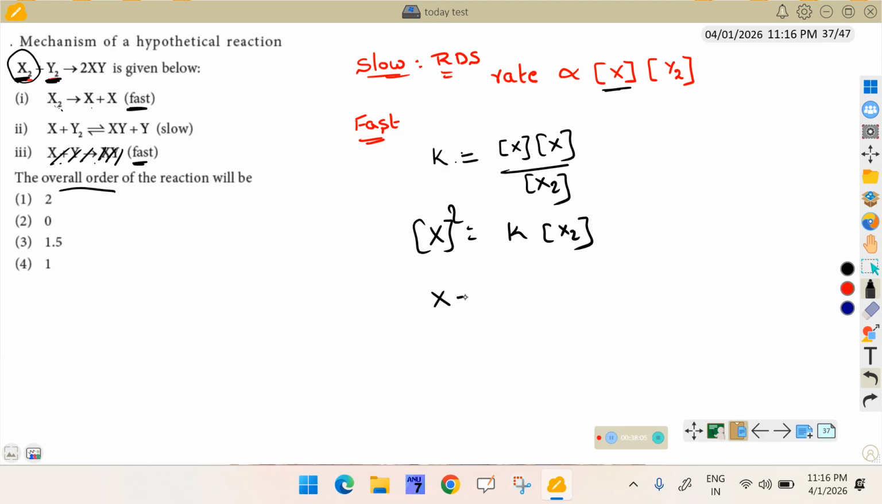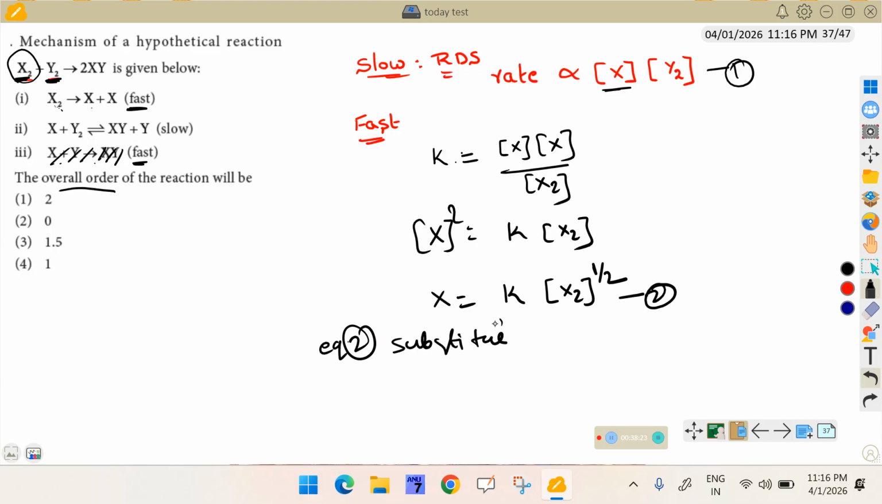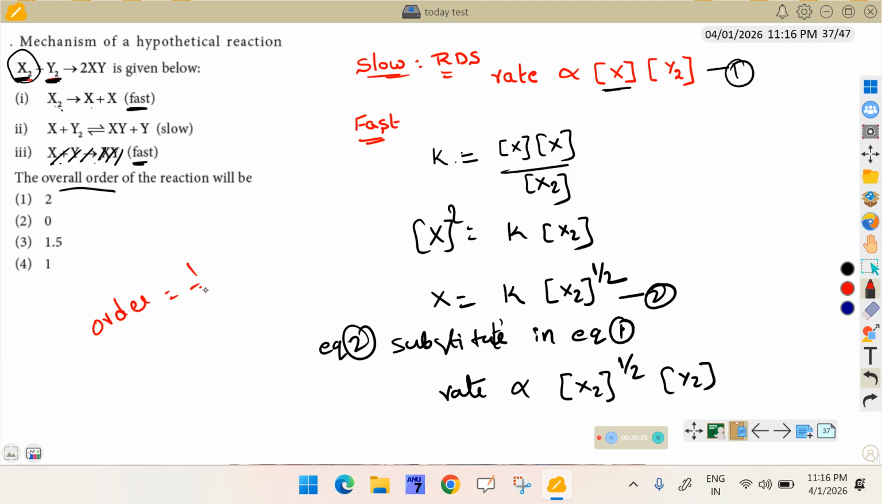X is equal to K, a constant. The square root of a constant is constant only. X2 whole power 1 by 2. This is equation 1, this is equation 2. Substitute equation 2 in equation 1, then rate is proportional to X2 whole power 1 by 2, Y2. Order means sum of powers: 1 by 2 plus 1, 1.5. Third option correct.